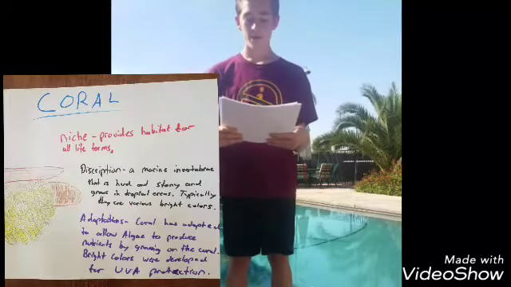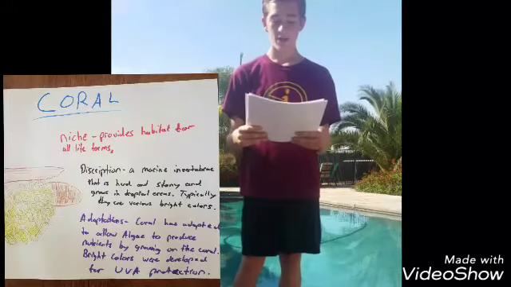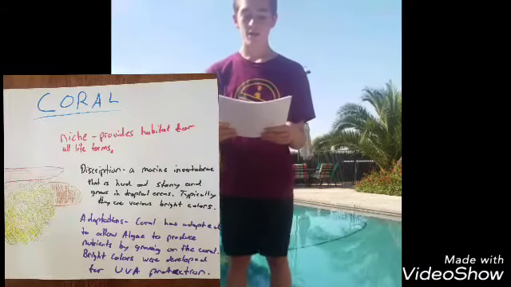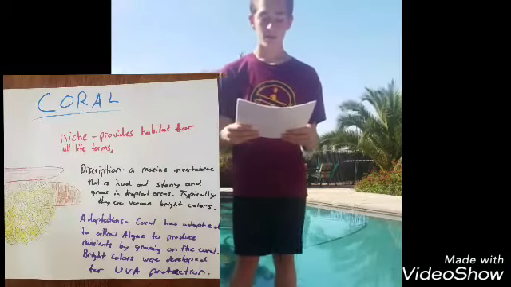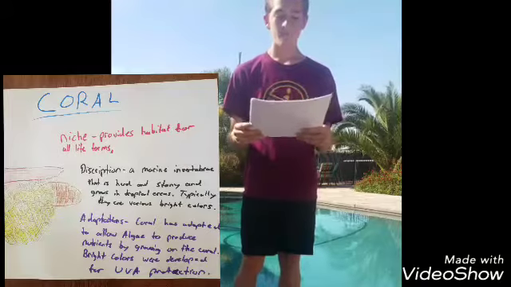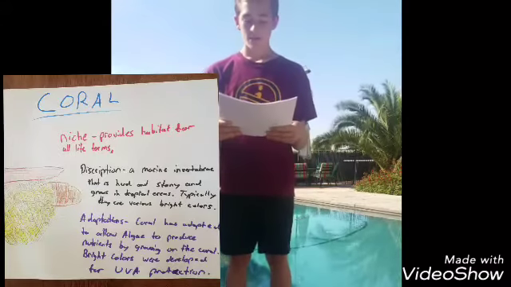Coral is a marine invertebrate that is hard and stony and grows in tropical areas. Coral provides a habitat for all life forms. So one adaptation of coral is that it grows in bright colors, which helps it with UVA protection.